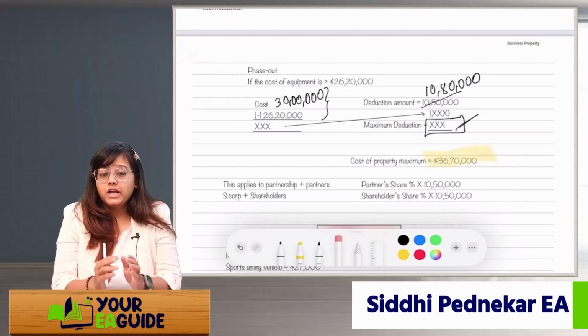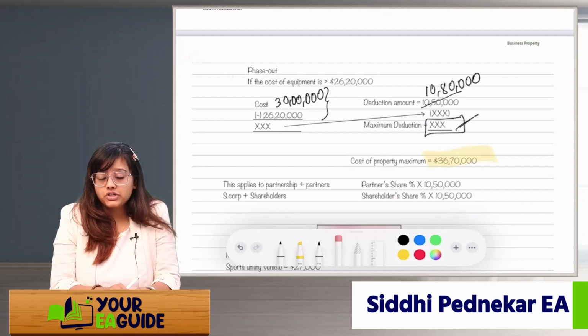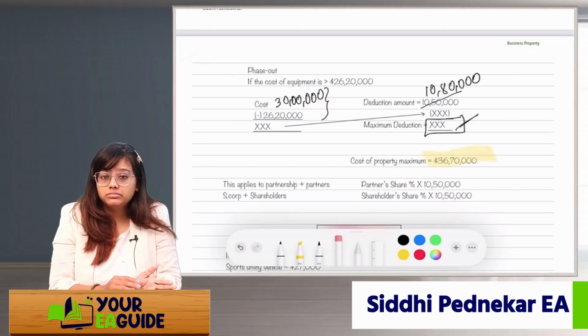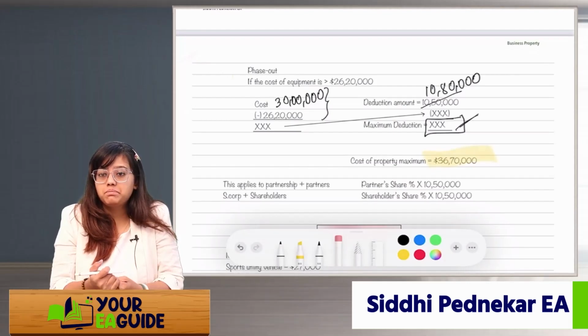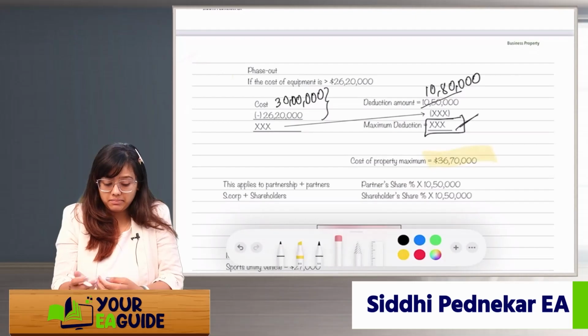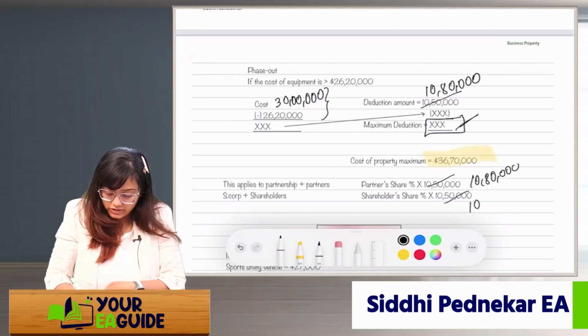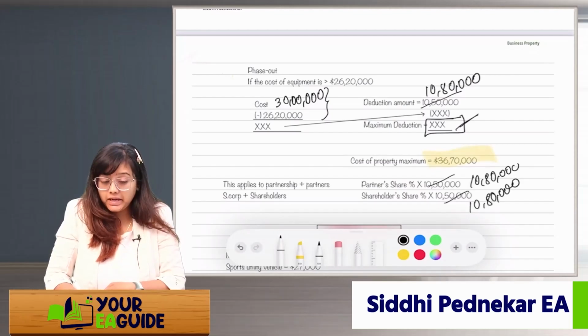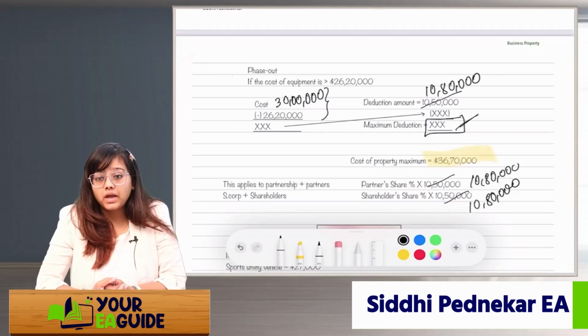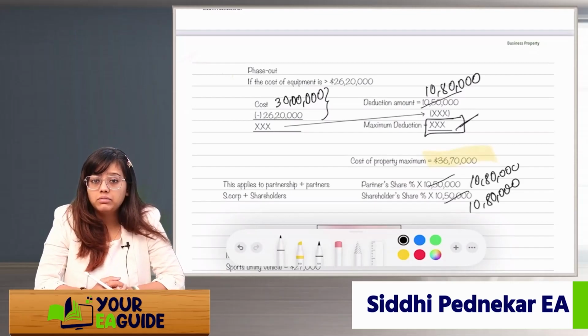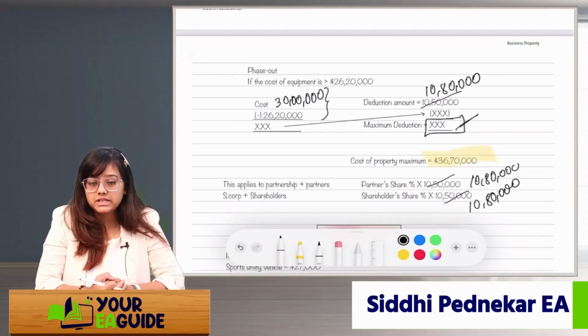In case of partnerships and S corporations, the shareholders get the benefit of this 179 deduction. Whatever is the partner's share or percentage, you will multiply it by 10 lakh 80, whatever deduction they are getting. Whatever is the shareholder's share, you multiply it by 10 lakh 80. That amount they can claim in their 1040 return as a 179 deduction.